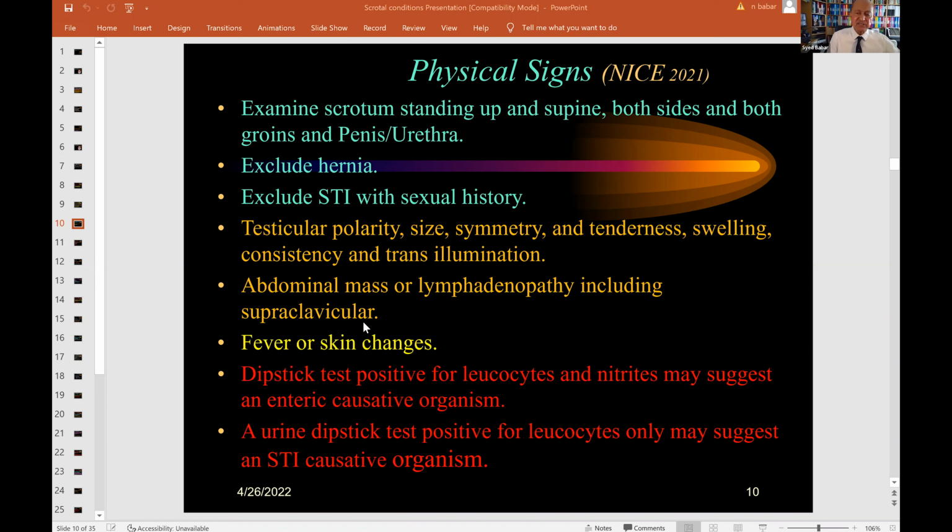A dipstick urine test, if positive for leukocyte and nitrites, might suggest an enteric causative organism such as E. coli. A dipstick test which is only positive for leukocyte may suggest STI.